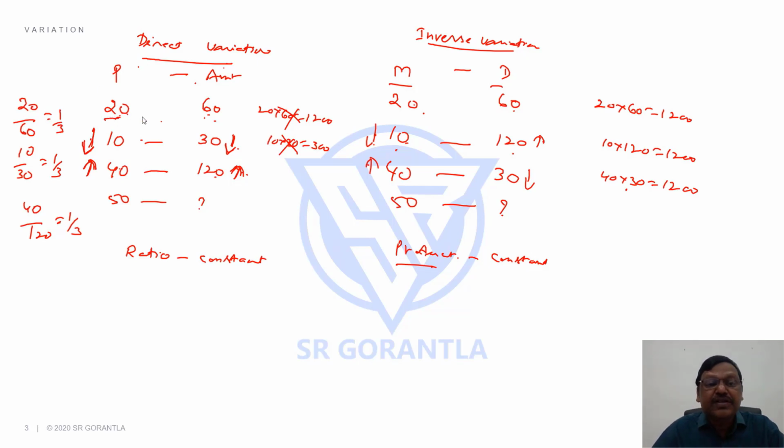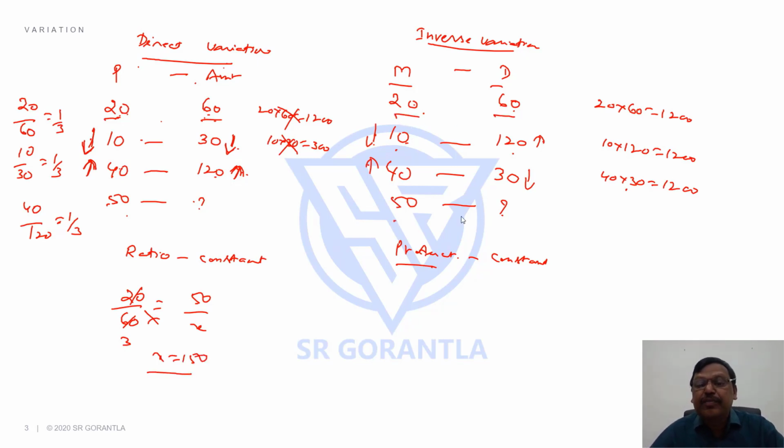So when I ask, 20 pencils cost 60 rupees, how much do 50 pencils cost, we can say 20 by 60 equals 50 by x. If I simplify, x equals 150. Here, 20 men will complete a work in 60 days, in how many days will 50 men complete it? The number of men and days are in inverse relation, so the product has to be constant. So we say 20 into 60 equals 50 into x. We have to find x. We can see it is 24 days.